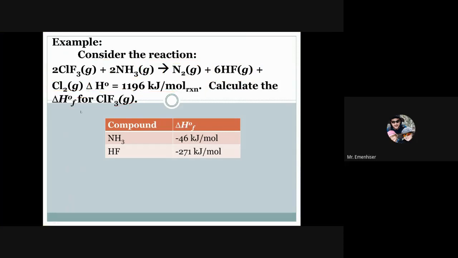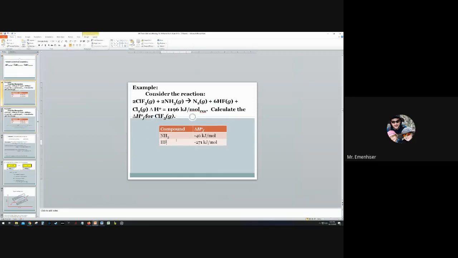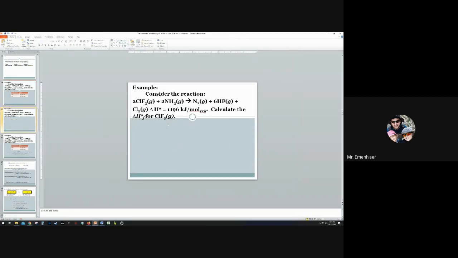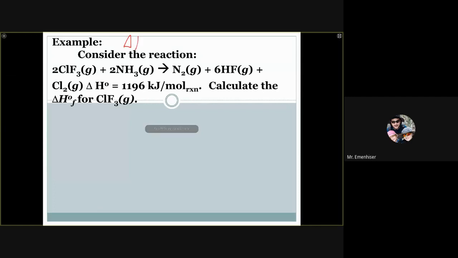So let me modify my PowerPoint so that I have room to do this. Let's copy paste. I need to get rid of this table. There we go. Let's try this. So we know that the delta H for the reaction will be equal to the sum of the delta H's at standard states for the products minus the sum of the delta H's of the reactants. Remember, it's always products minus reactants. And flipping these will get you in a lot of trouble.